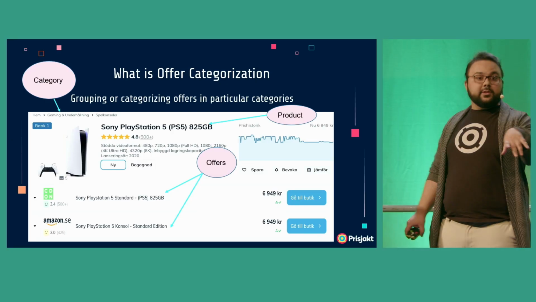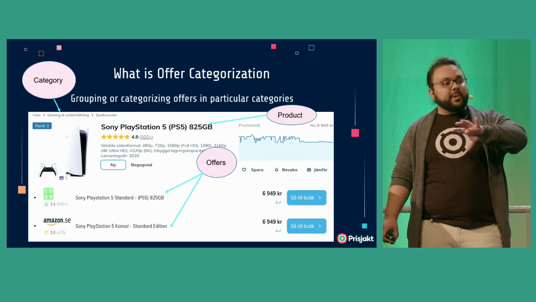So we have different stores sending in information about that particular product. But the most important challenge here is that, okay, it's just string matching at the end of the day, right? But what would happen if there are 100 million offers and you have 10 million products? How would you map them, cluster them? And that's where offer categorization comes in. So what is offer categorization? Offer categorization is the grouping or categorizing of these offers that the shops sent us into particular categories.